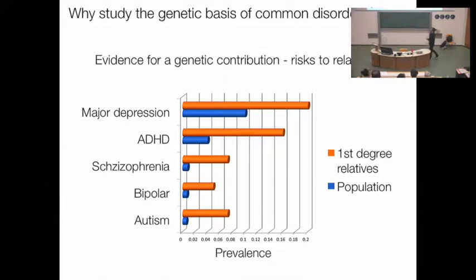And there's also evidence of a genetic contribution of the risk to relatives for anything from major depression, ADHD, schizophrenia, bipolar, or autism disease, where the prevalence is much higher in first-degree relatives with an affected individual than the baseline population.